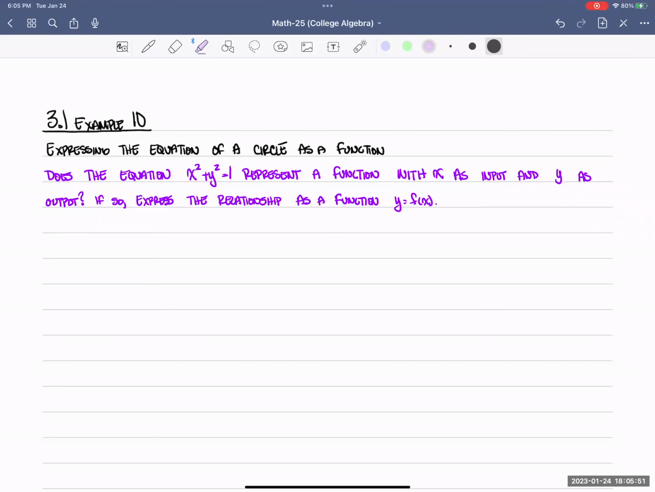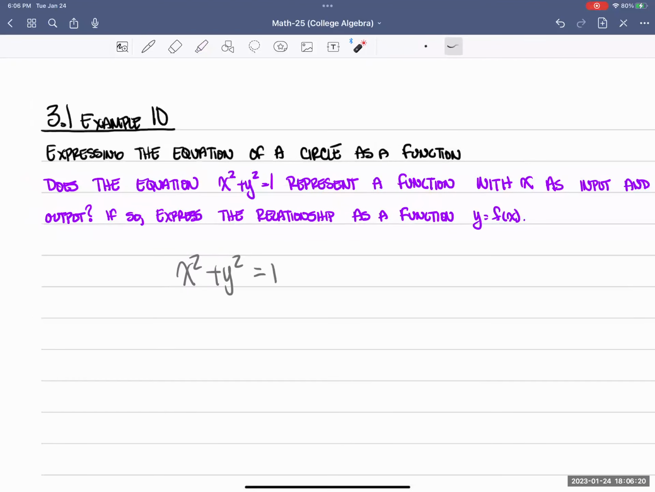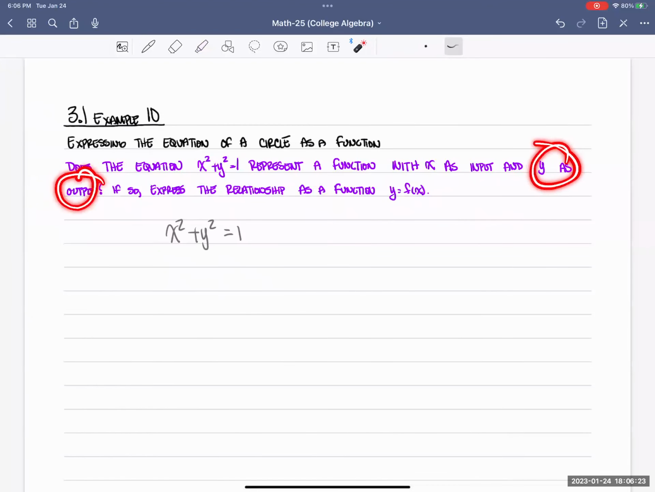Section 3.1, example 10, expressing the equation of a circle as a function. Does the equation x squared plus y squared equals 1 represent a function with x as an input, y as an output? If so, express the relationship as a function y equals f of x. All right, let's see. So I have the equation x squared plus y squared equals 1. They want y as an output.